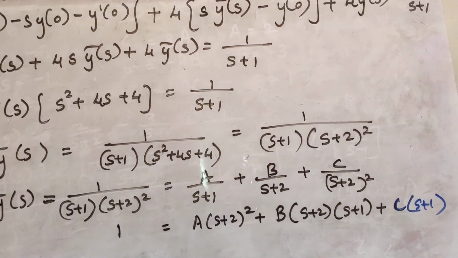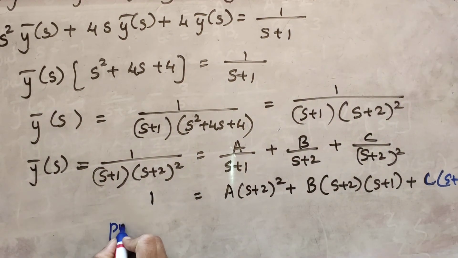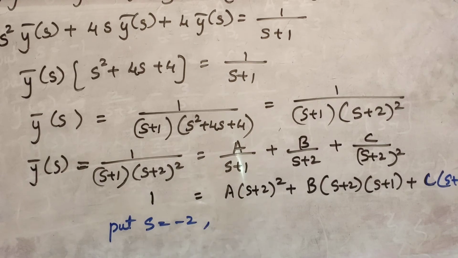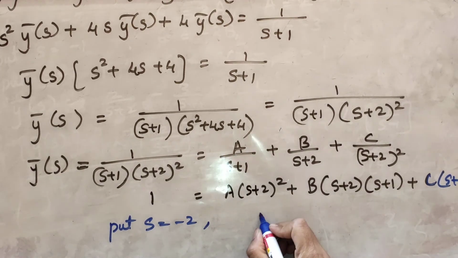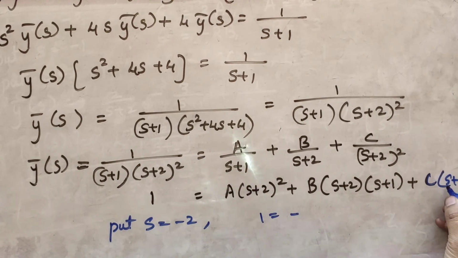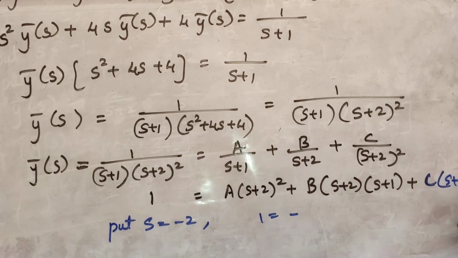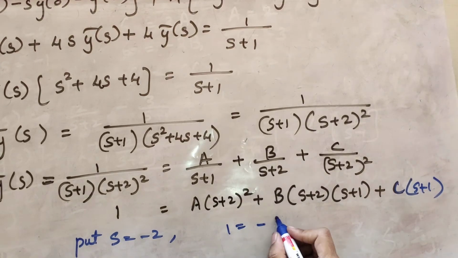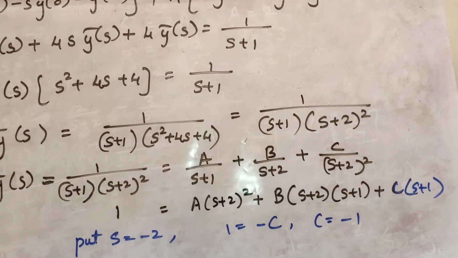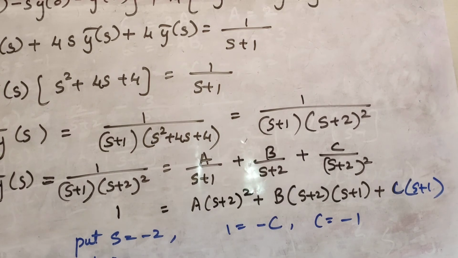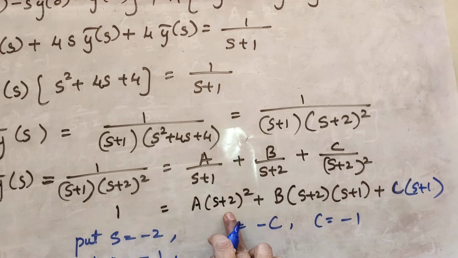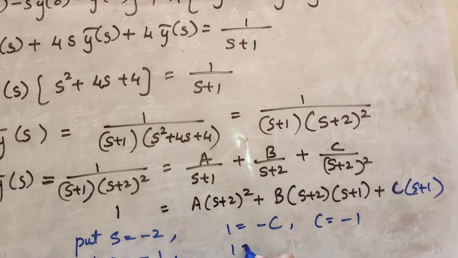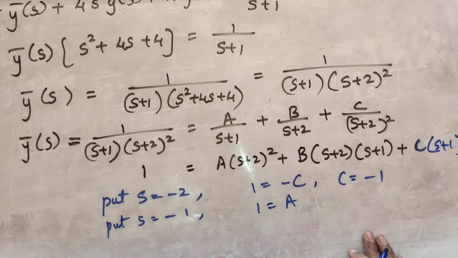So once you are done up till here, let us work out the values for A, B and C. Put S equal to minus 2. If you put S equal to minus 2, this and this turn 0. You will have minus 2C here. So 1 equals minus 2 plus 1, minus 2 plus 1, it becomes minus C, or C equals minus 1. Now put S equal to minus 1. So this turns 0, this turns 0, minus 1 plus 2 plus 1 whole square is 1, so A equals 1. You get the value for A to be 1, okay.